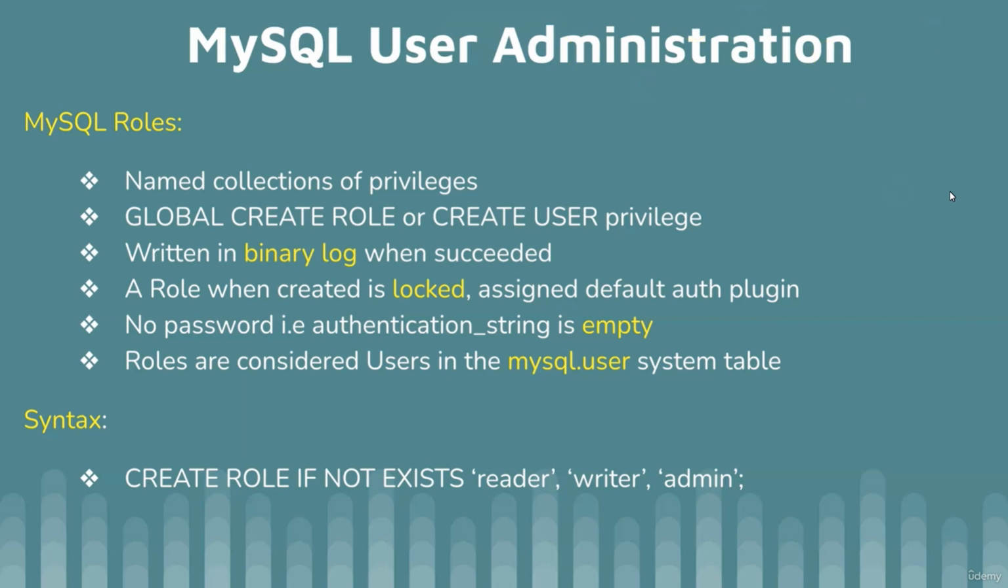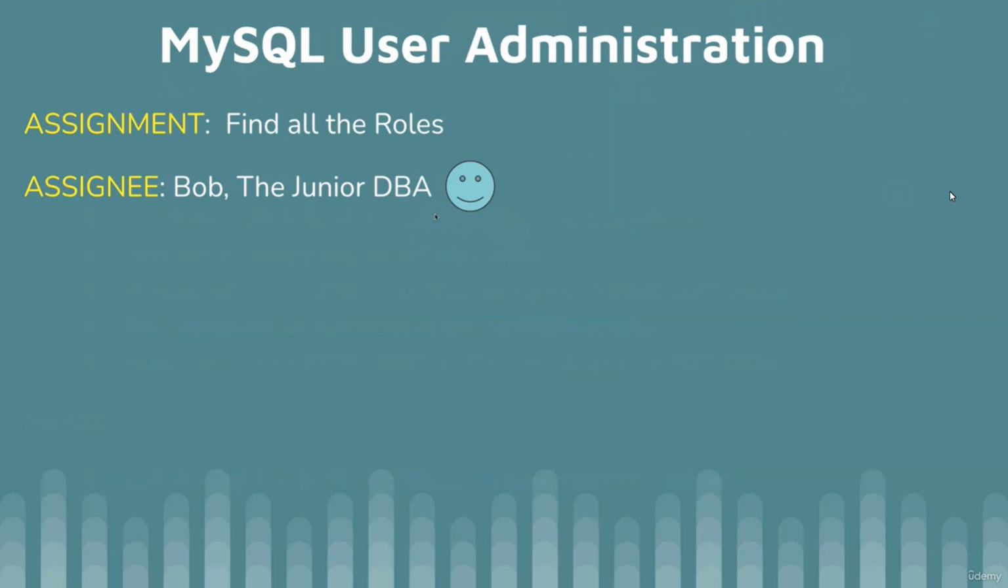What this really means is that you can create more than one role in one line. Now, here comes a little assignment for you. There are actually two assignments. This one is the easy one. I want you to find all the roles that have already been defined in your database. I already told you the hint: roles have no password, roles are locked by default, and roles are also in the mysql.user system table. So please find all the roles. Then I will also show you how to find them, but I want you to actually take care of this assignment.